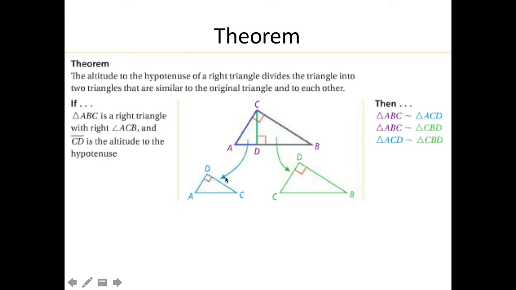ABC, the big right triangle, is considered similar to the smaller one it creates, which is triangle ACD. And ABC is also considered similar to the medium triangle it creates when you use the altitude as a division and split it into 2 little triangles. The medium-sized triangle is similar to the bigger triangle, and the medium-sized triangle is similar to the smaller triangle. So that's what this theorem is stating.